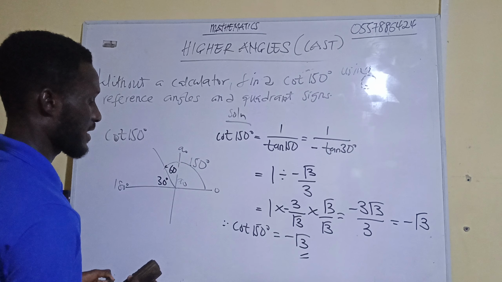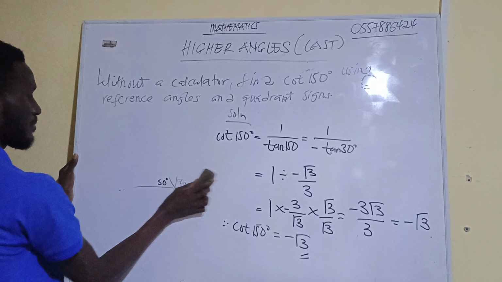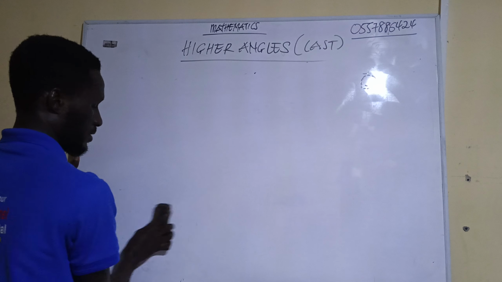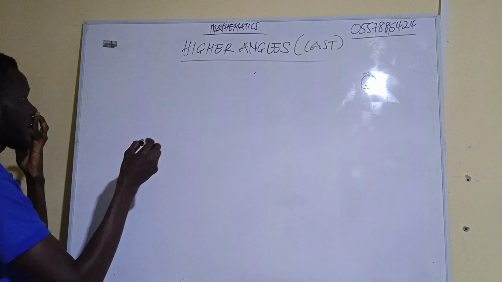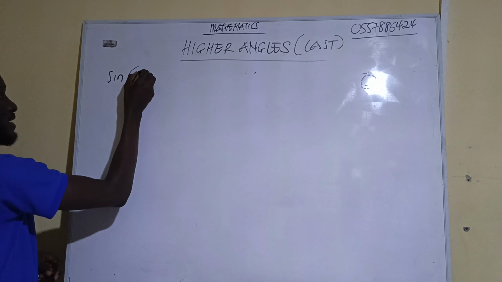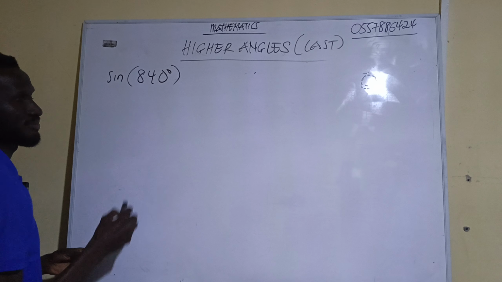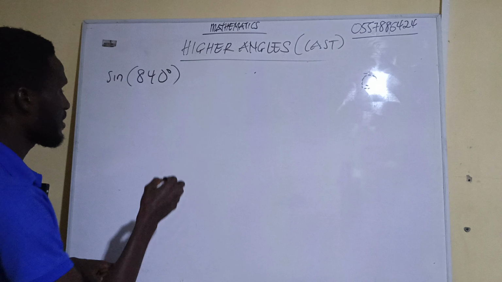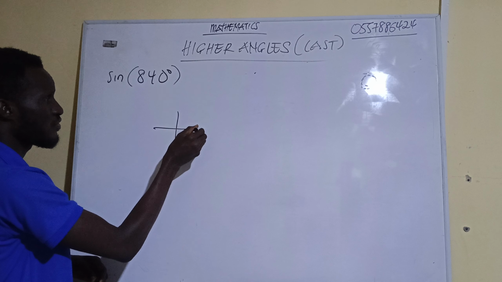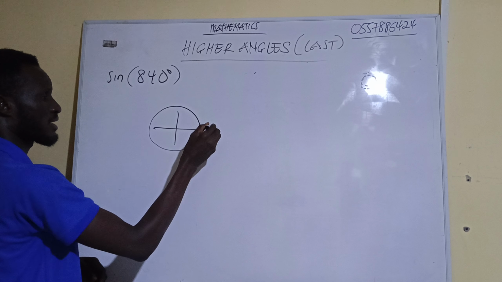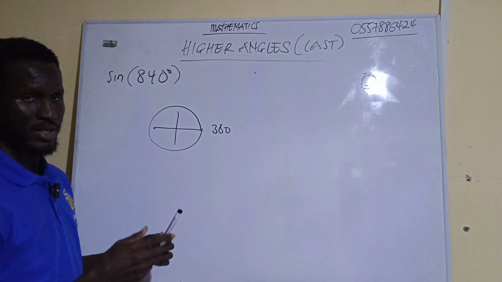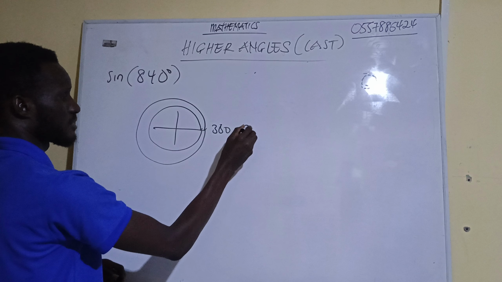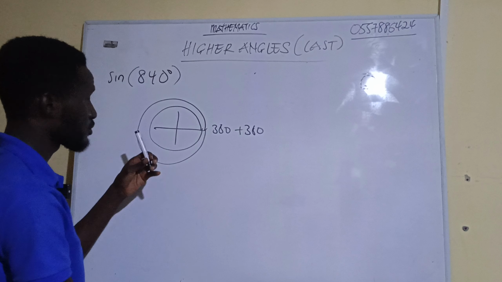Now, let's look at very big angles. Let's look at if I want to find sine 840 degrees. Now, let's look at a big angle like 840 degrees. 840 degrees means that I need to read this one from here up to the first 360. That's a complete cycle. Then I'll move another 360.